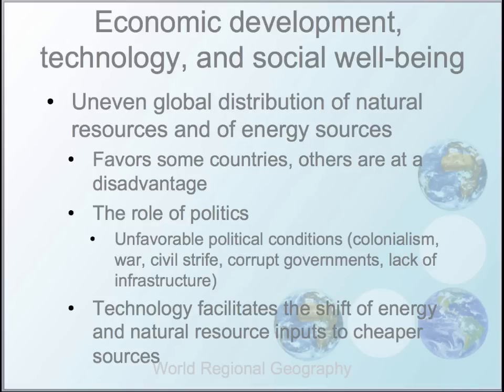All right, let's think about the state of economic development, technology, and social well-being throughout the world. Now, I would probably be stating the obvious, or at least I hope I'm stating the obvious, when I say that these things are distributed unevenly throughout the world. And some of this has to do with luck, and a lot of this has to do with history and political and economic processes. Now, to start with, there's an uneven global distribution of natural resources and energy sources.